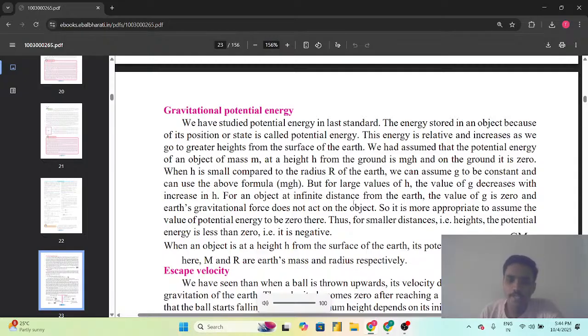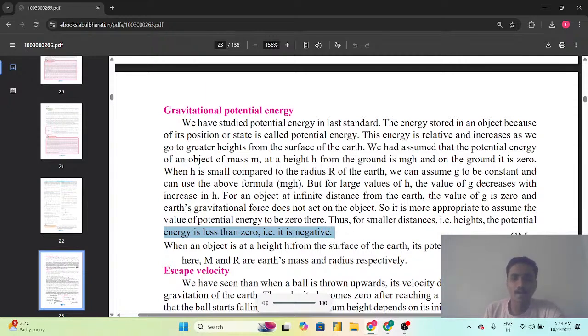So for an object at infinite distance from the earth, the value of g is 0 and the earth's gravitational force does not act on the object. So it is more appropriate to assume the value of the potential energy to be 0 there. Thus for smaller distances, that is height, the potential energy is less than 0. That means it is negative.